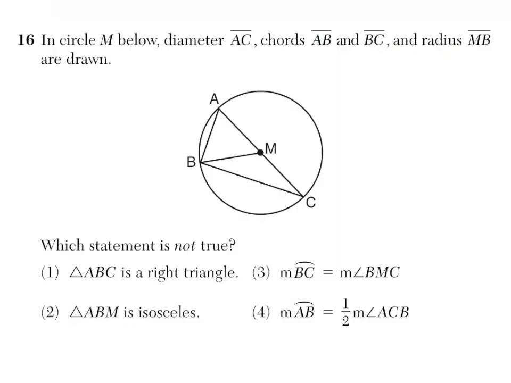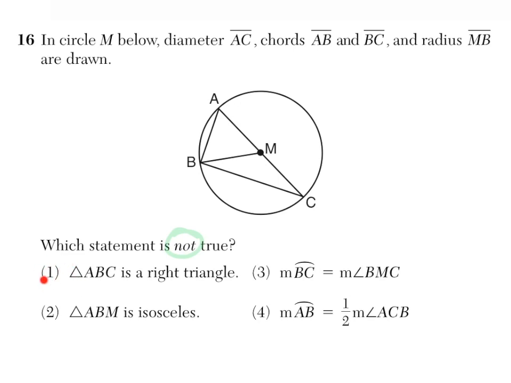Question number 16. It says, in circle M below, diameters AC, chords AB and BC, and radius MB are drawn. Which statement is not true? So this of course means that 3 will be true, and we've got 1 false statement. That's what we're looking for.